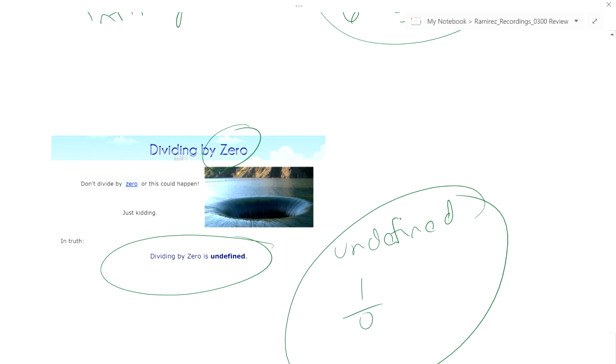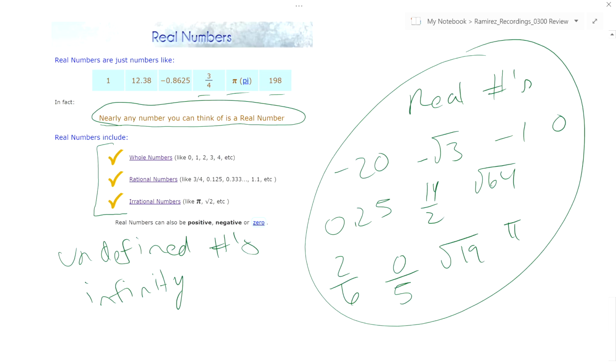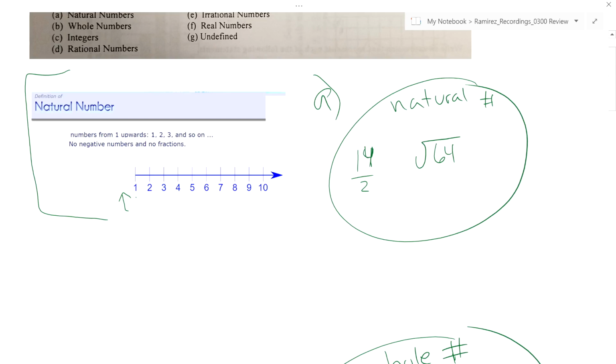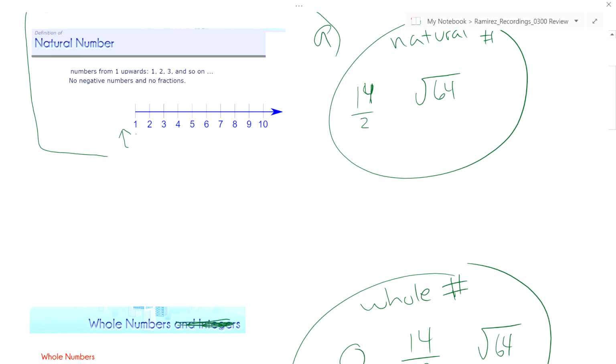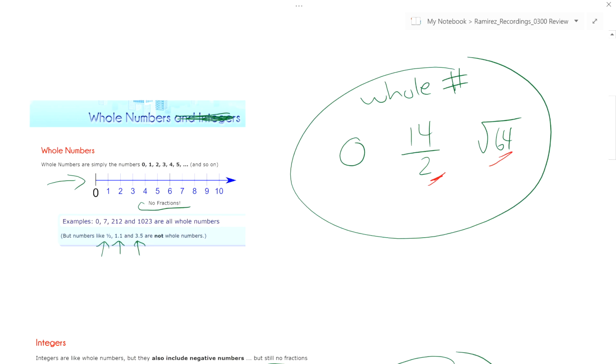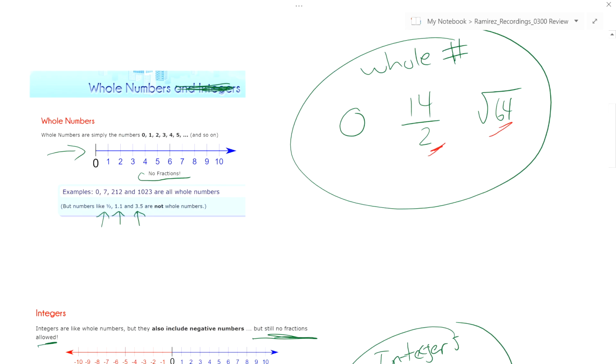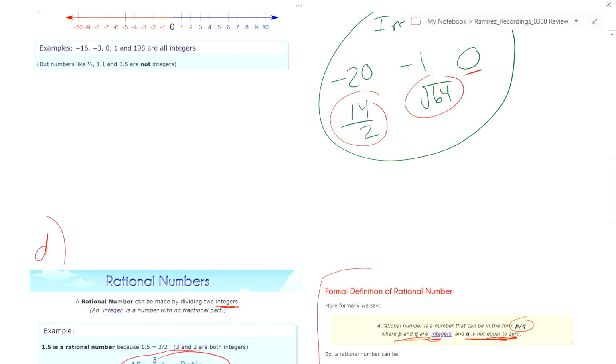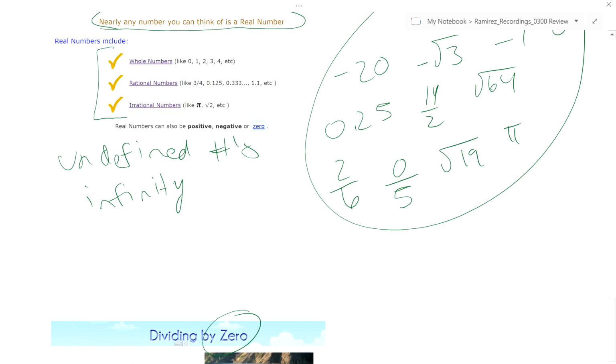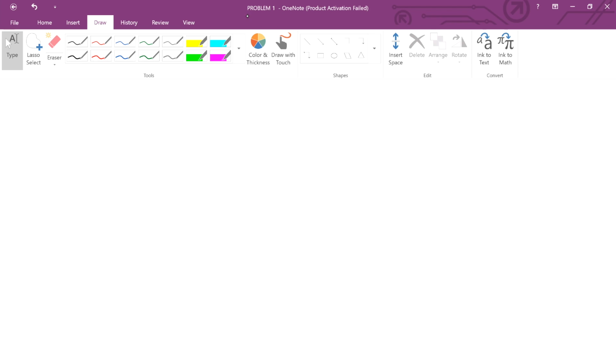Now, if you notice in the beginning, let me scroll up, we had, for example here, 14 over 2 be a natural number and a whole number. And the same thing for square root of 64. Then we had 0 be a whole number and an integer. And here we see again 14 over 2 and square root of 64. How is this possible? Well, let me write in blue, we have our little number system.